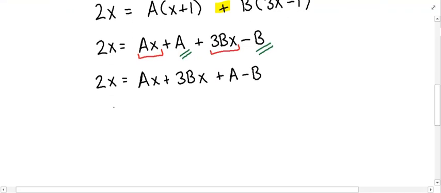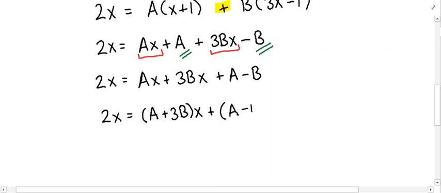And now we're going to group things. On the right, I have ax plus 3bx. Both of those have an x, so you can factor out the x, and I'll do so on the right. You can also look at it as you have a many x's and then 3b many x's, so you have a total of a plus 3b many x's. And then the constant is just going to be a minus b. You can group that. If you distribute the positive 1, it's just going to give you a minus b.